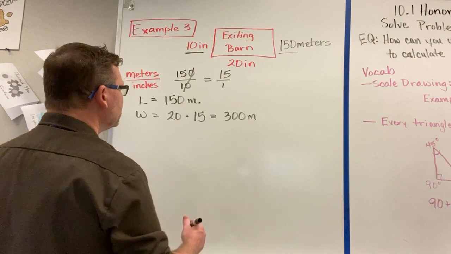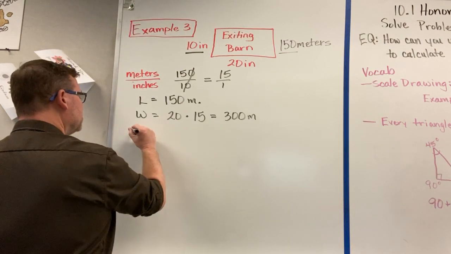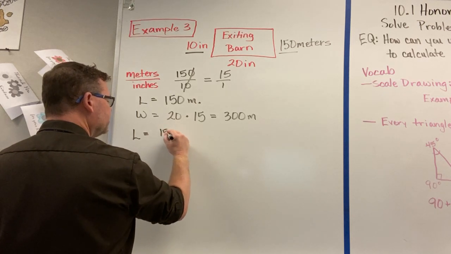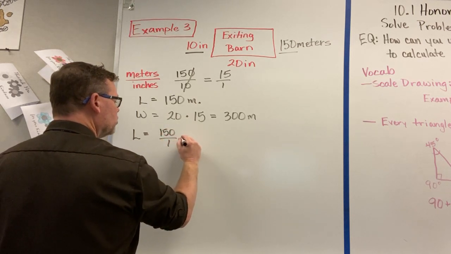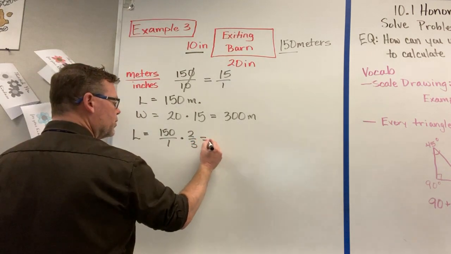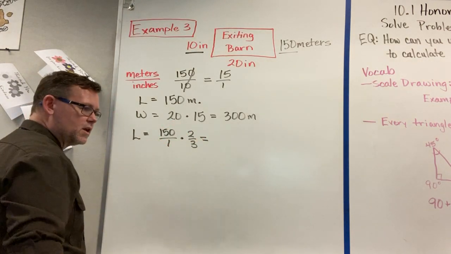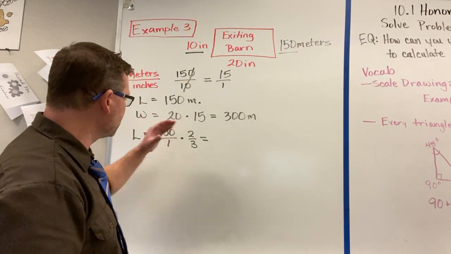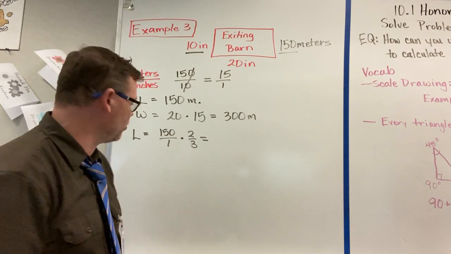Okay, so in other words, for the length, I multiply the 150 over 1 multiplied by 2/3. Remember, we got to cross cancel here, right? Some of the teachers call it cross multiplying. I call it cross canceling because we're actually canceling the numbers out and reducing before we multiply.